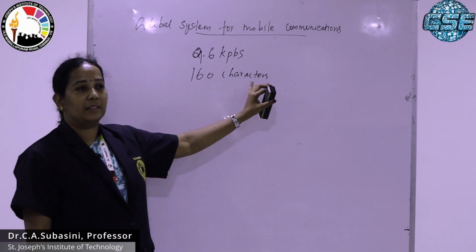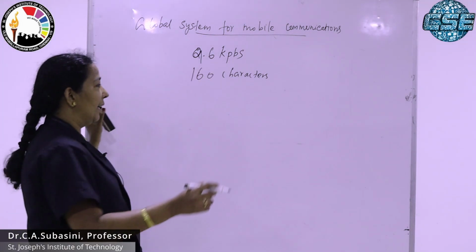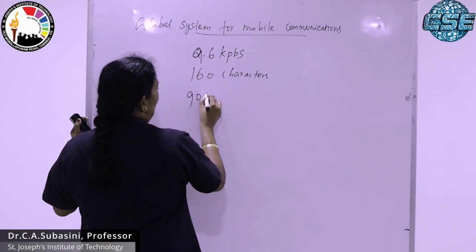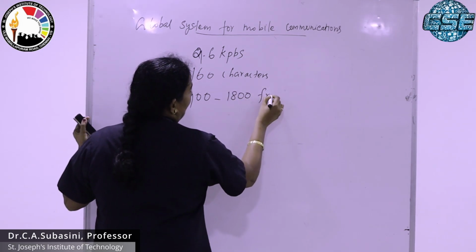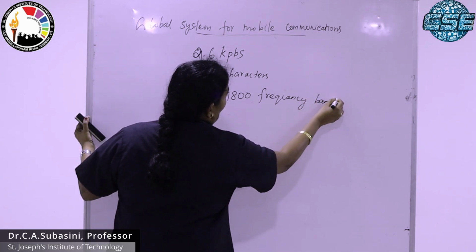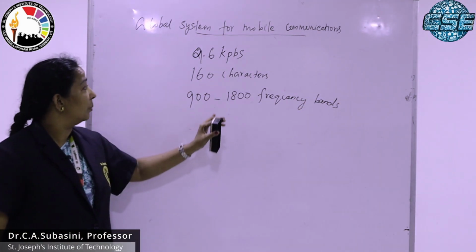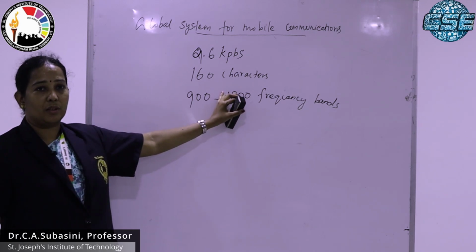In digital cellular technology, the frequency band available is 900 to 1800. These frequency bands are available in this GSM architecture. So this is the main introduction part of GSM architecture.